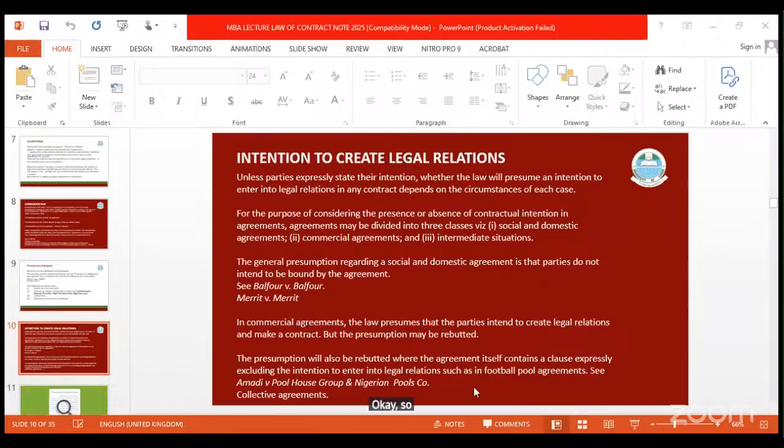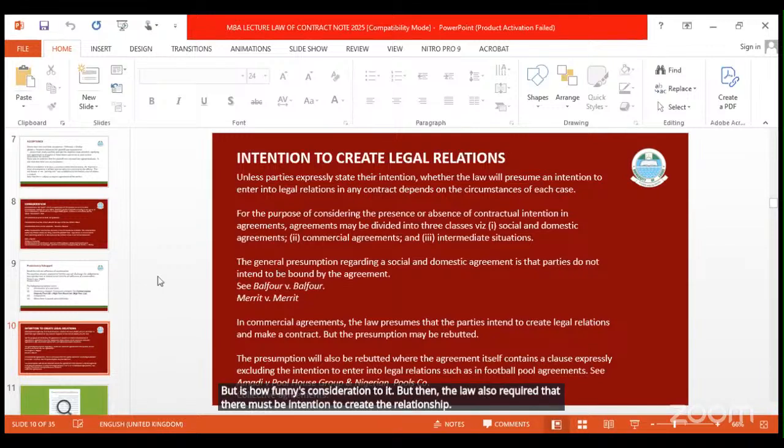Okay, so we move to the fourth requirement now, which is intention to create legal relations. Now, this is very important for you to know that already we are talking about the issue of silence, or manifestation of acceptance, that it must be communicated, must be manifested. But it's critical. One important thing is that there's an offer, there's acceptance, parties have furnished consideration to it, but then the law also requires that there must be intention to create the relationship. Now, that word intention is where the problem comes from. Someone has something, it intended something.